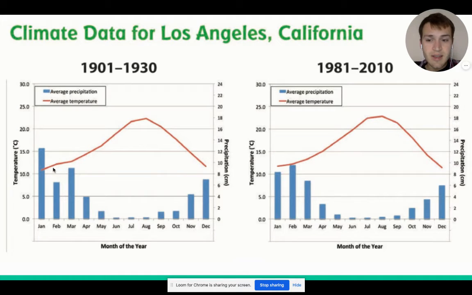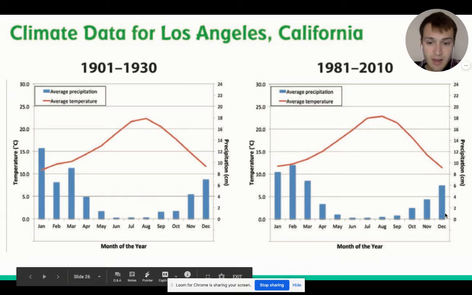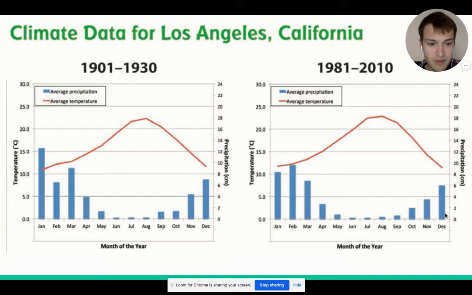And second, the amounts of precipitation have changed a little bit from graph to graph, but there's not necessarily a pattern per se, or not one that I could see. If you see one, that's great. I hope there's a pattern here.